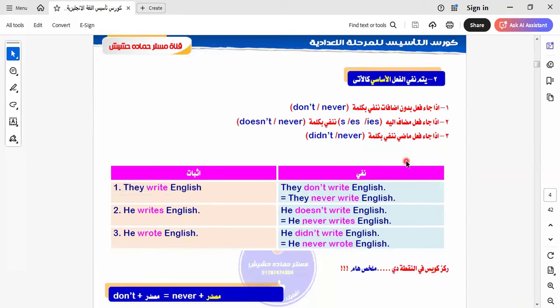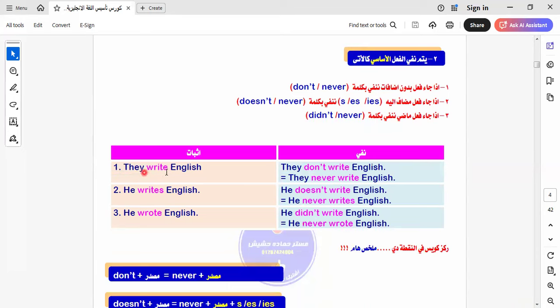Here we talk about the negative form. Here we say they write English. So in the present form it is they don't write or never write. Both are correct. This is the present form, and I will write it in negative form: doesn't write or never writes. This expresses negative. Wrote will be didn't write. So when we use did or does in making a negative or question form, we must return the verb to its base form, the infinitive form.